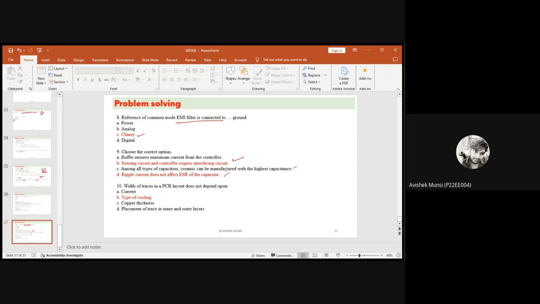So the width of the traces in PCB layout does not depend upon the cooling. That doesn't affect it, how much of a fan you are using, how much heatsink you are using. That doesn't have any effect on your layout. Okay, but it will depend upon the current, copper thickness, and placement, obviously.